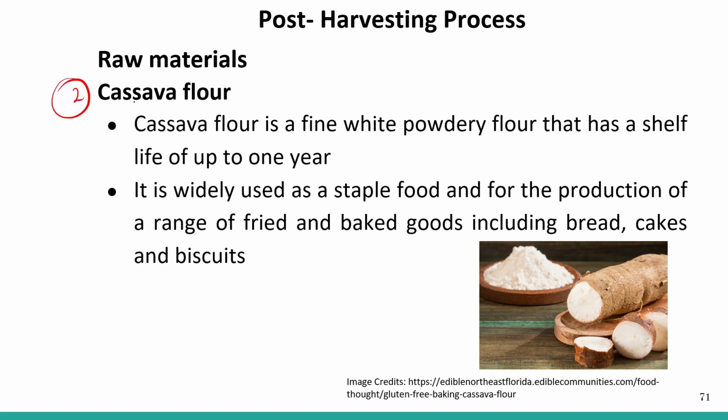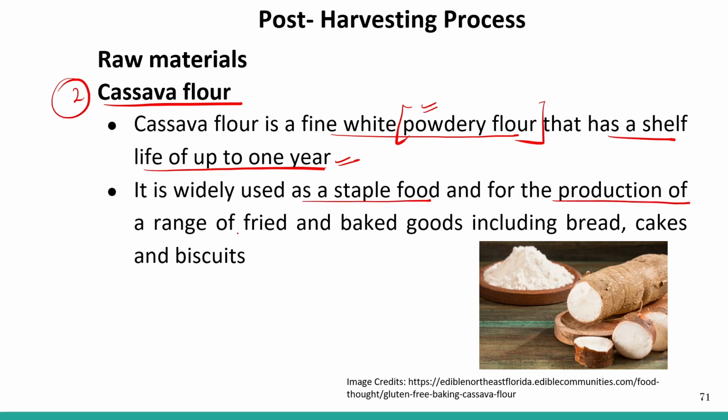Next is the cassava flour. Cassava flour is a fine white powder flour that has a shelf life of up to 1 year. So this is very, very important. This powdery flour can be used for up to 1 year, and it is widely used as a staple food for the production of a wide range of fried and baked goods, including bread, cakes, and biscuits.